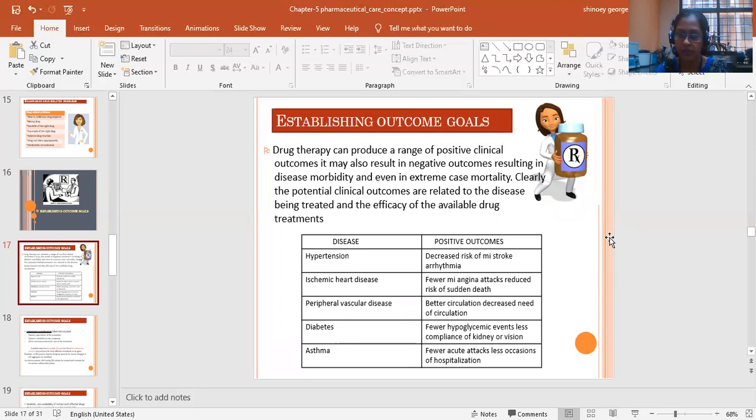So here some examples are there where positive outcomes have been mentioned for each disease condition. For hypertension, the positive outcome is decreased risk of the causative factors, that is myocardial infarction, stroke or arrhythmia. Next one, for an ischemic heart disease patient, the positive outcome is fewer anginal attacks or reduced risk of sudden death, which has to be given importance so that ischemic heart disease cannot happen to the patient. For a patient with peripheral vascular disease, what are the positive outcomes? Better circulation and decreased need of amputation. Diabetes, fewer hypoglycemic events should be there for a diabetic patient, as well as complications should not take place. And for asthma, the asthmatic attacks should be reduced, and less hospitalization should be there for an asthma patient.